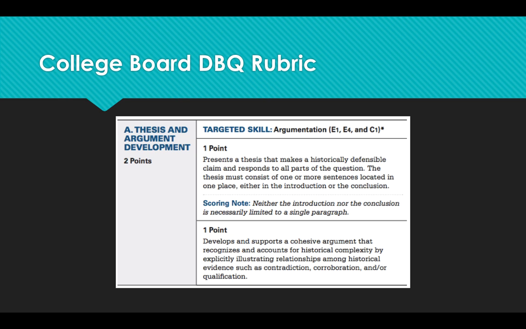And when you look at the DBQ rubric, you see that there is a specific piece to the thesis and argument development. This is very similar to the long essay question rubric on the AP exam, but I just pulled out the DBQ rubric for this example. So you can get 2 points for thesis. First point is that you present the thesis. It makes a historically defensible claim, so you've made an argument, and it responds to all parts of the question.